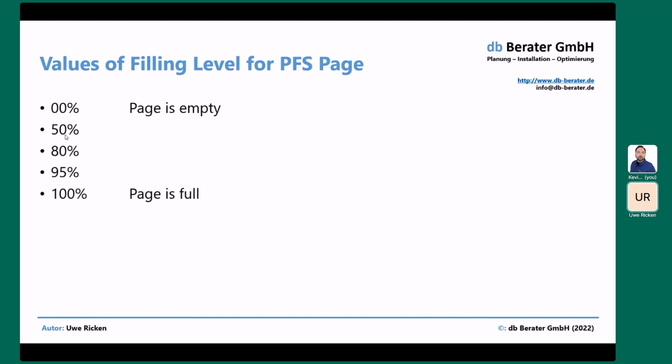So we have 5 levels of it. The 0, the page is empty, and 100%, it's full. And in between, we have 3 more different levels: 50%, 80%, 95%. Attendees were mostly asking, hey, why is Microsoft using these numbers? To be honest, I don't know. That's a decision by Microsoft, and that has been in SQL 2000, it has been in SQL 7.0, and it is in SQL 2022. It's exactly the same. They never changed it so far.